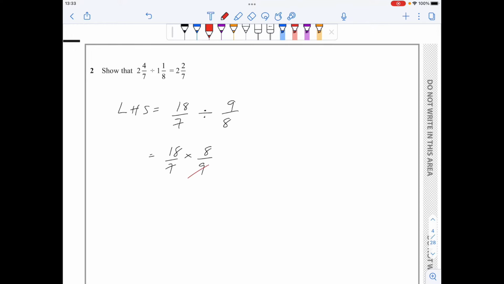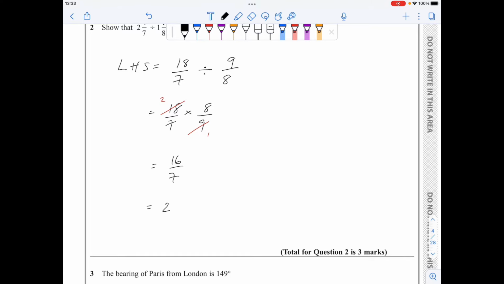Now I can cancel out the 9 with the 18. So I'm going to get 16 over 7. And this is equal to 2 and 2 over 7, which is equal to the right hand side.